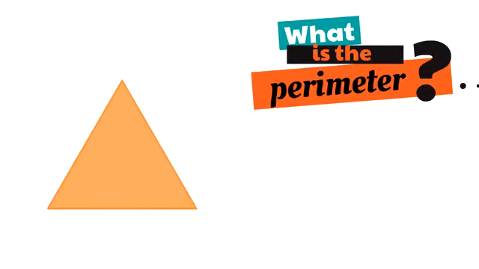Great! Now let's practice finding the perimeter. Look at this triangle. What is the perimeter of this triangle? Okay, first we need to know how long all of the sides are, then we can figure out the perimeter. With this triangle, all three sides are the same length. So how long are they? Let's pretend we measured it, and each side is 10 centimeters.